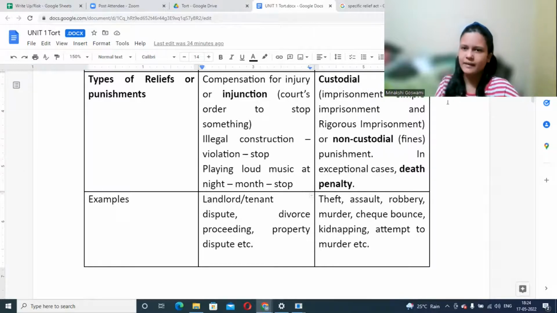And sometimes you might see that it is 2 years of imprisonment or with fine. If the act was very less serious, it might be that you only impose a fine and let the person go. That also, depends. When we talk about criminal, theft, assault, robbery, murder, check bounce, kidnapping, attempt to murder, a lot of provisions we do have.